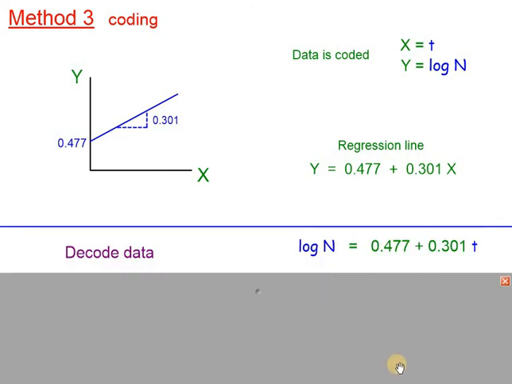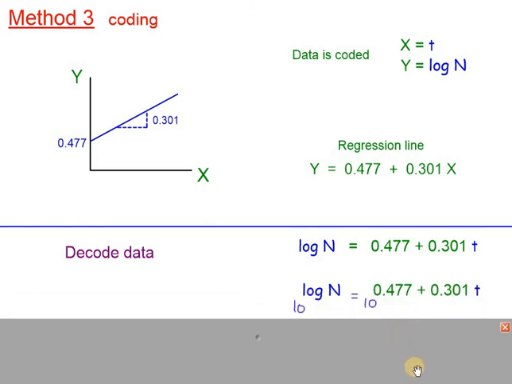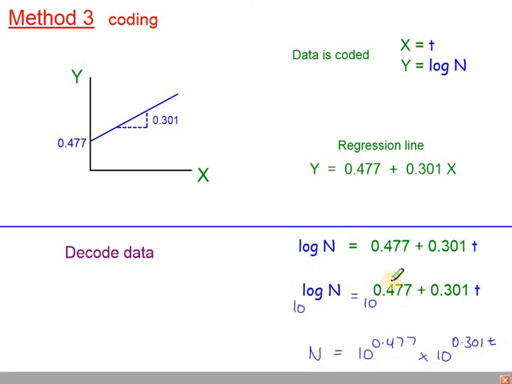So we have to decode the data to go back to the original variables n and t. So start off by replacing the y with log n and replace the x with t. The log here is to the base 10. To get rid of the log terms from the equation, we do 10 to the power of on each side, because you have a function and its inverse here. So these cancel to give us n on the left hand side. On the right hand side, using some basic laws of indices, when you're adding indices, it just means you are multiplying terms.